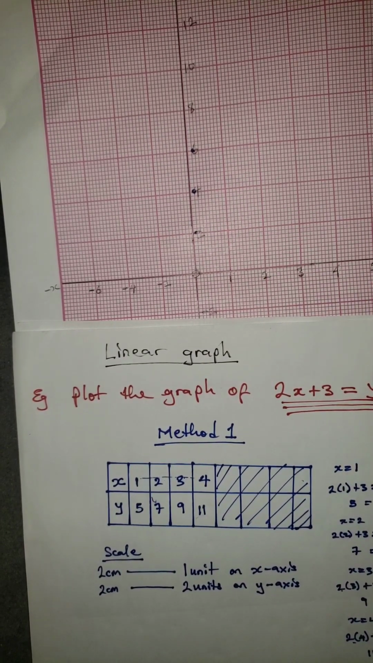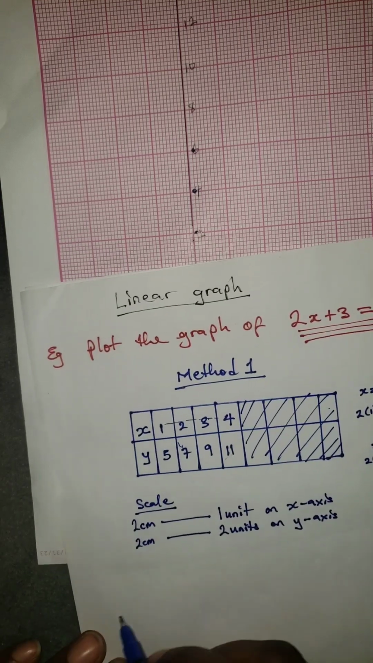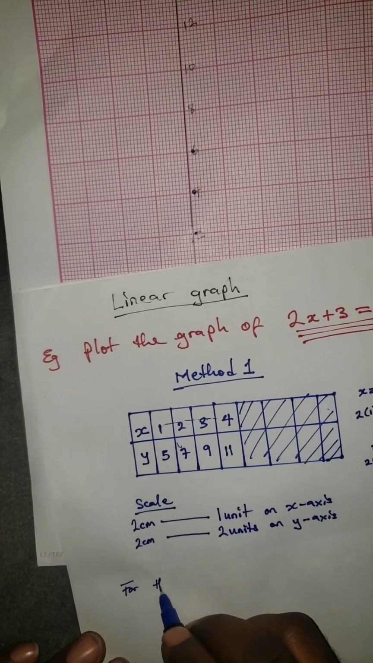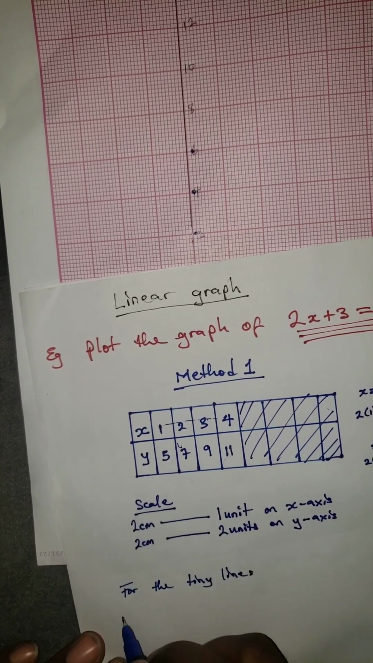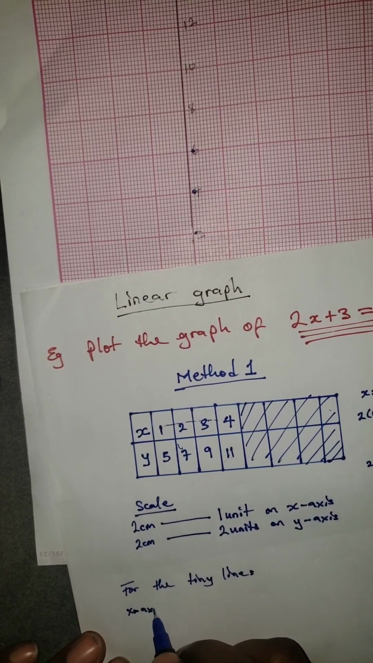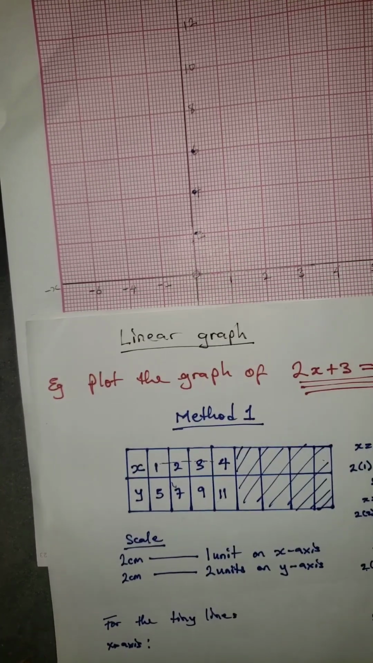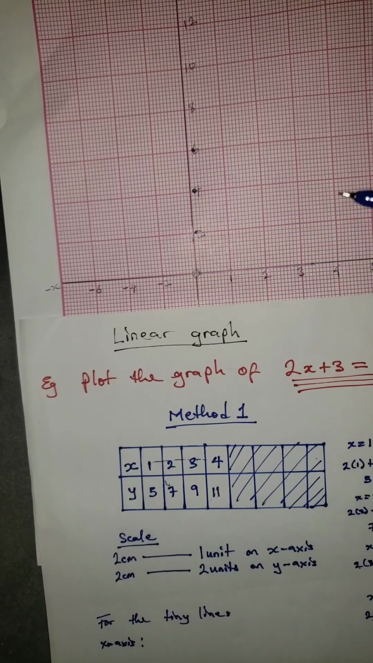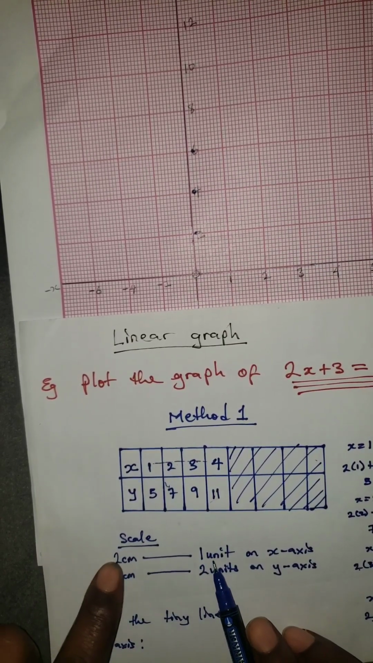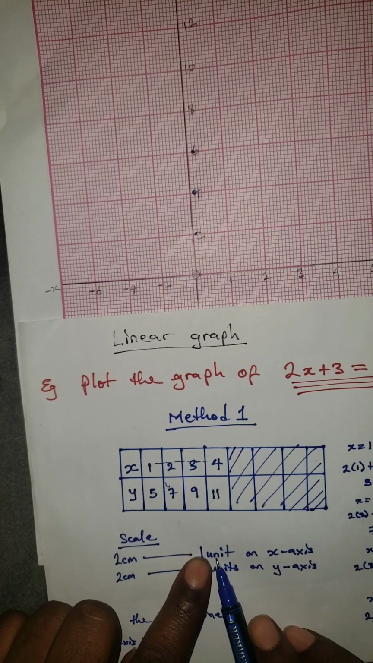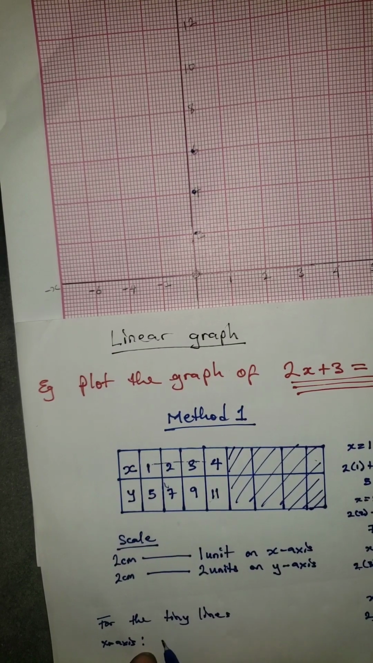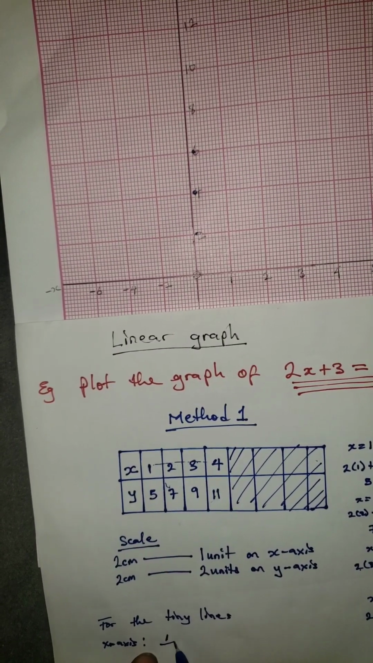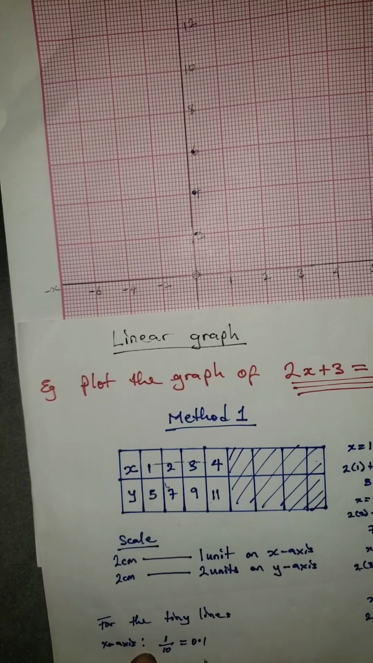Now, on x-axis, so for the tiny lines, I can write it for the tiny lines x-axis. How will I know the value of each of these tiny lines? It's very simple. What is our 2 cm representing? 2 cm is representing 1 unit on x-axis. Therefore, each tiny line on x-axis will give us 1/10, which is 0.1.